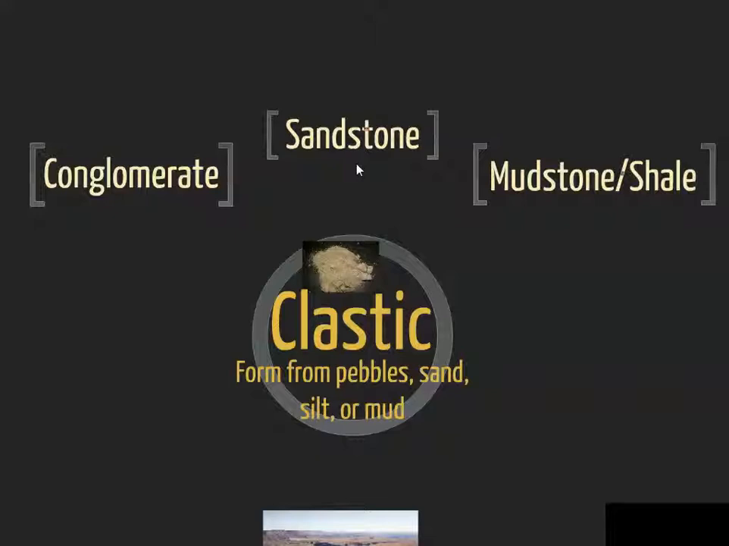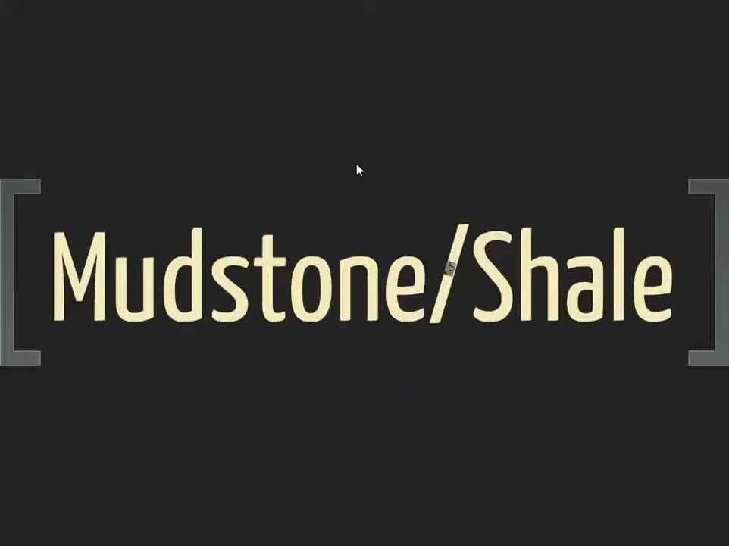And then our final type of sedimentary rock we'll look at in the clastic side of things is what's known as a mudstone or a shale. Also, you might hear it called a siltstone.